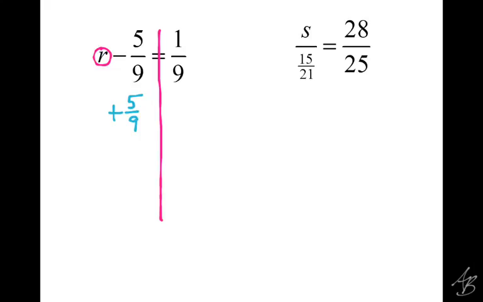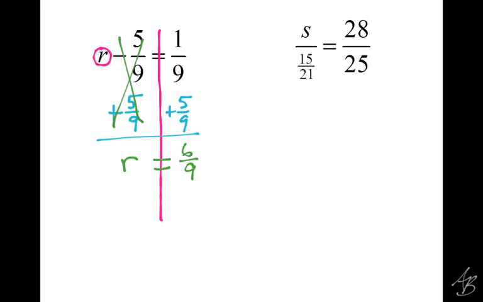So a minus 5/9 and a plus 5/9, those are going to cancel each other out, right? Okay, but since I added 5/9 on the left side, I have to add it on the right side. Now I think this one's pretty easy. On the left side, those 5/9 cancel each other out completely, and that leaves us with what? R. On the right side, we have 1/9 plus 5/9, and we get 6/9. We don't have to worry about getting a common denominator because we already have one, right?